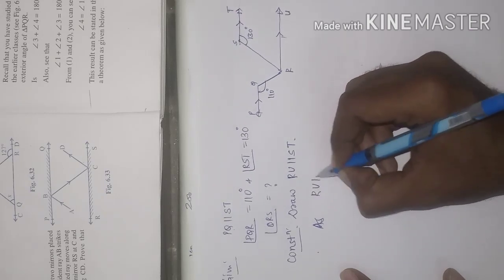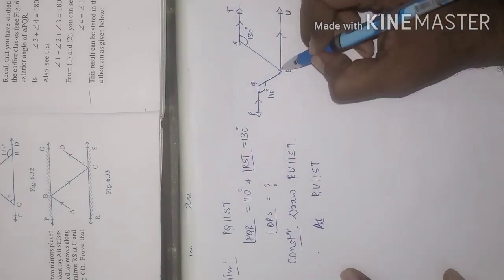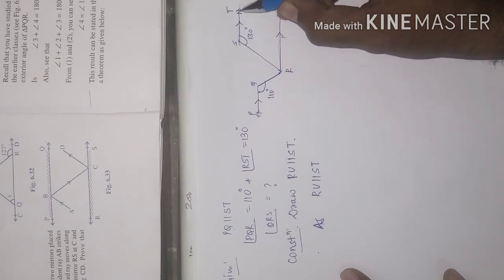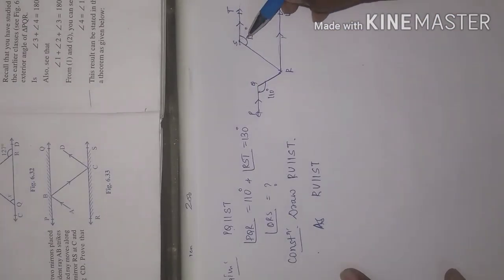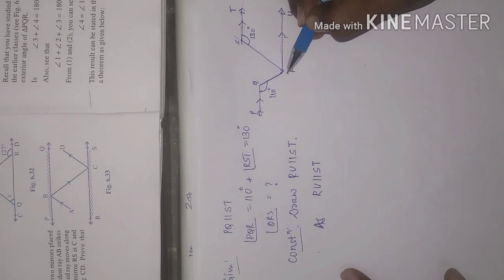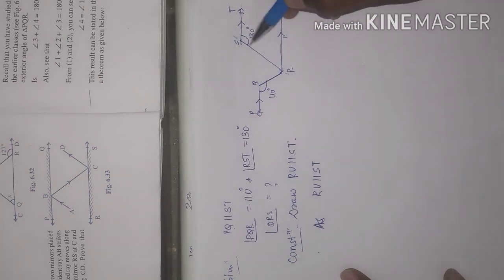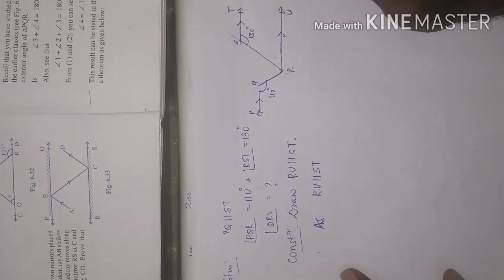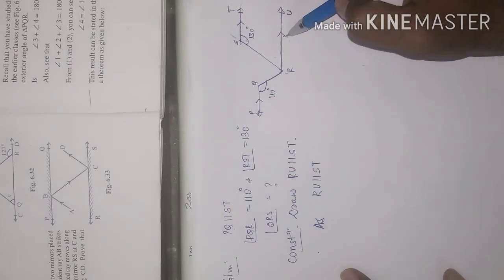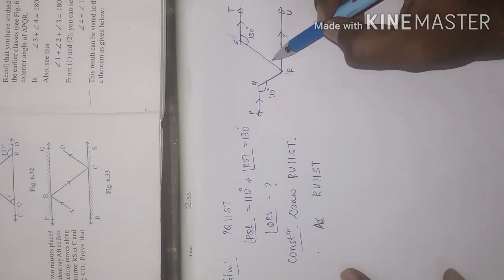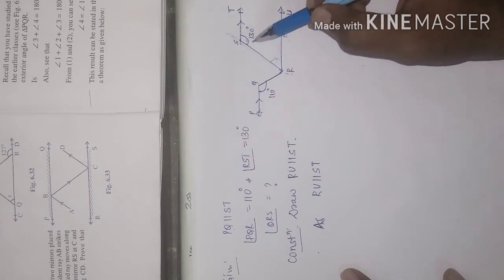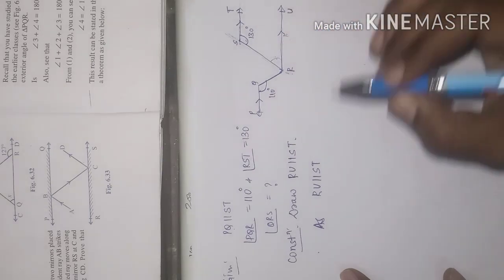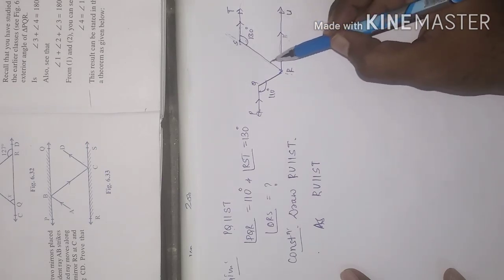As RU is parallel to ST, it means what? This is a transversal line. The sum of the angles on the same side of the transversal line is equal to 180 degrees. We know this concept, we learned this. I'll repeat it. These are the two parallel lines and this is the transversal line. The sum of the two angles will be equal to 180 degrees. Yes or no? So by using that concept, we'll find the angle over here.